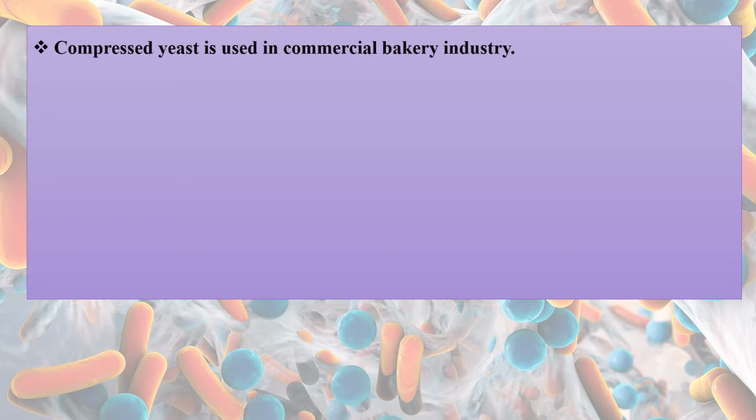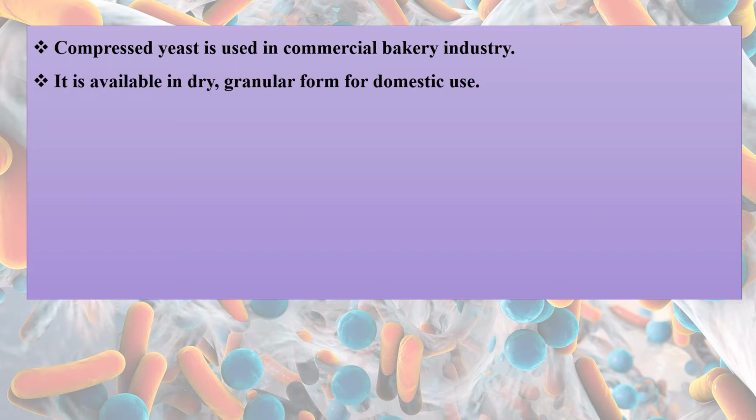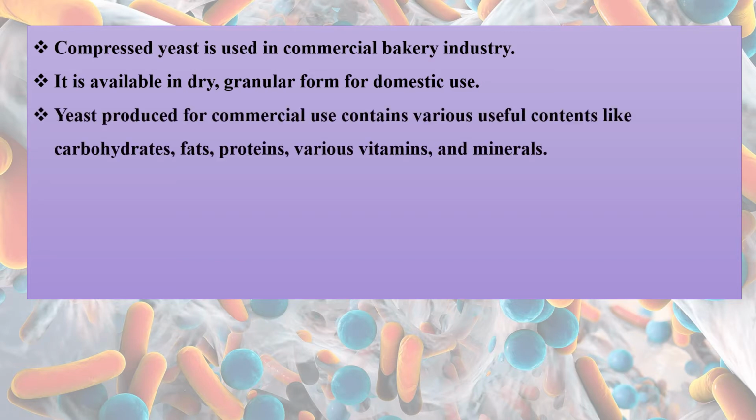Compressed yeast is used in the commercial bakery industry. It is available in dry granular form for domestic use. Even when you bake a cake, अगर हम लोग जब केक बनाते हैं तो इसमें भी हमारे घर में भी yeast मिलता है. Instant yeast बोलते हैं उसे. ड्राई होता है, दाने जैसे होते हैं. ठीक है. So granular form of yeast is also available. Yeast produced for commercial use contains various useful contents like carbohydrates, fats, proteins, various vitamins and minerals.